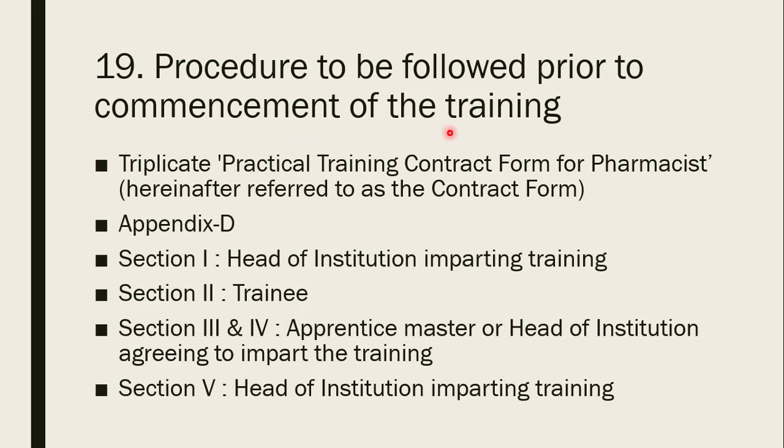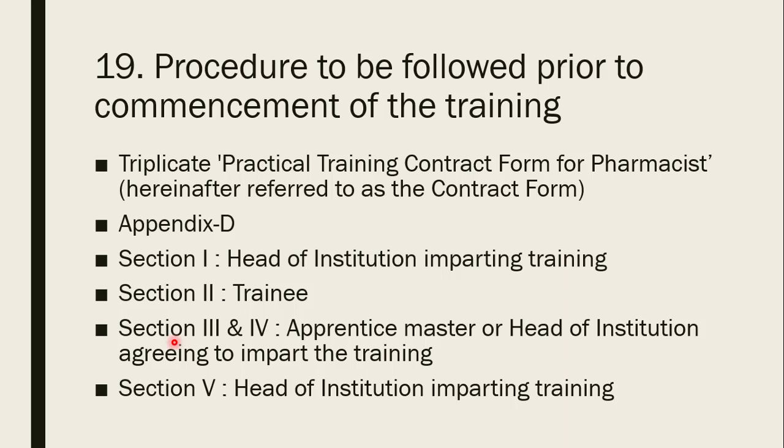Towards the next point of practical training is procedure to be followed prior to the commencement of the training. Now, as you all know, the practical training contract form for the pharmacist, hereinafter referred to as the contract form. Now, the format of this contract form is separately mentioned in the appendix, which we are going to cover in chapter 4. But just to give a brief, I will explain in short that a triplicate practical training contract form is there. That triplicate contract training form is mentioned in appendix D of practical training part, which includes 5 sections. That form has 5 sections and the form is made in triplicate.